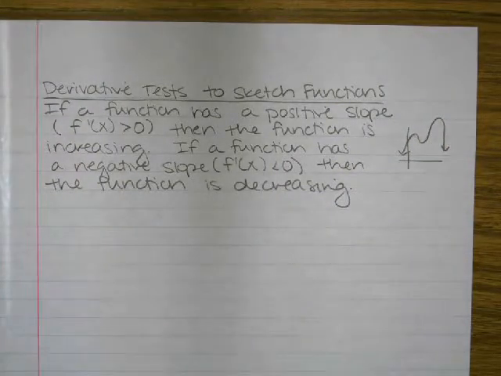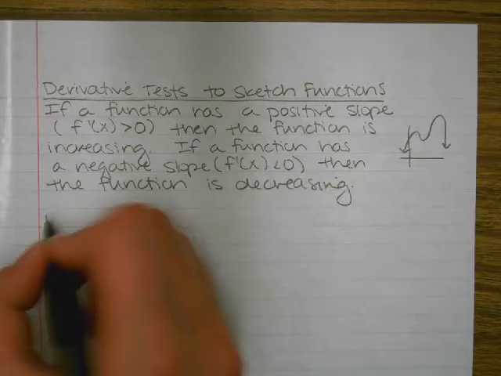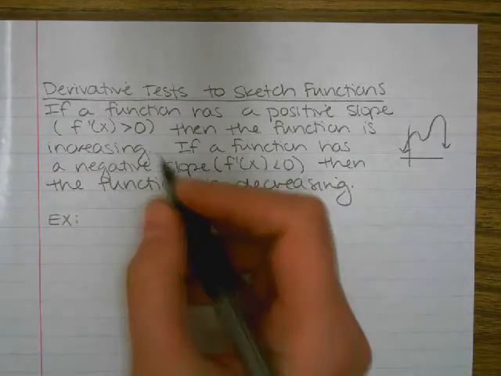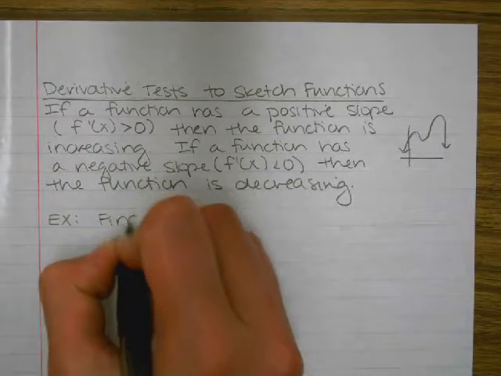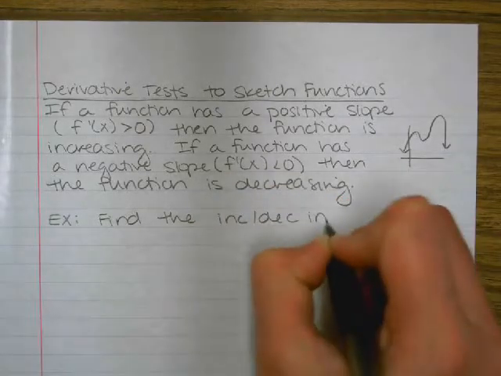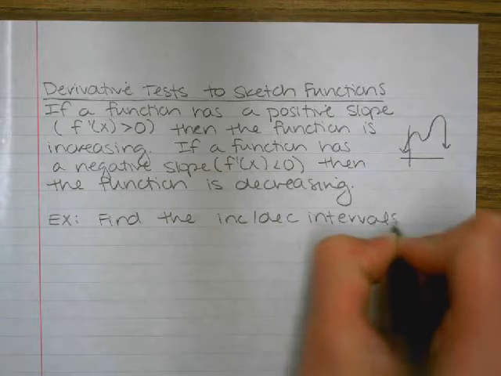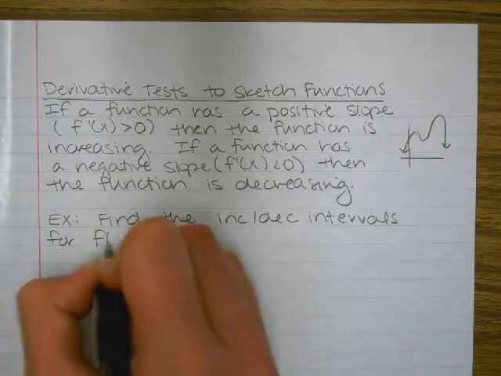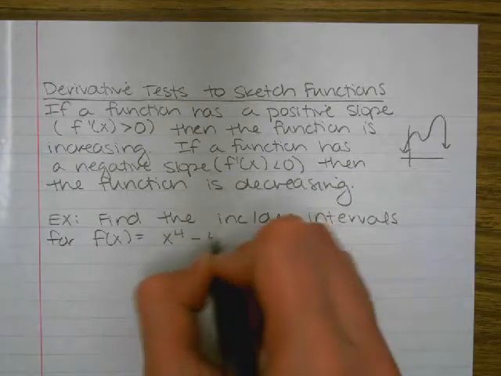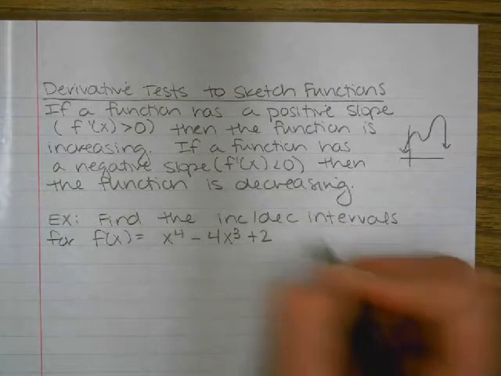So what we're going to do is take a function, and as we work our way through the notes, we're going to find little bits about this function until at the end we can go ahead and sketch a picture of it. So the first thing that we are going to do with the function is find the increasing and decreasing intervals. And the function that we are going to work with is f of x equals x to the 4th minus 4x to the 3rd plus 2.